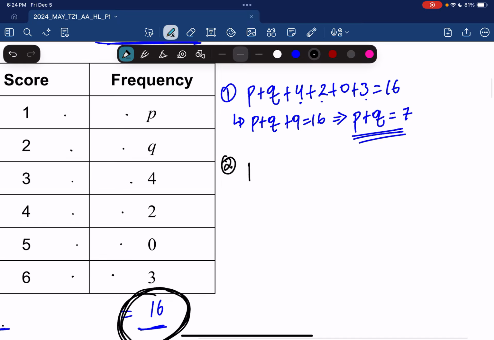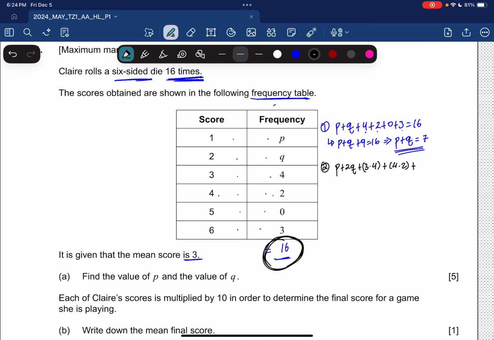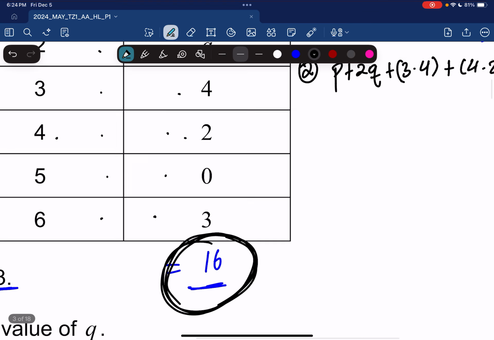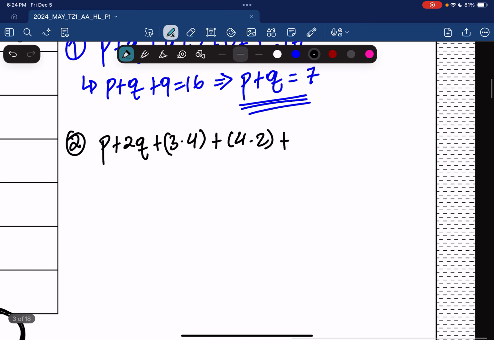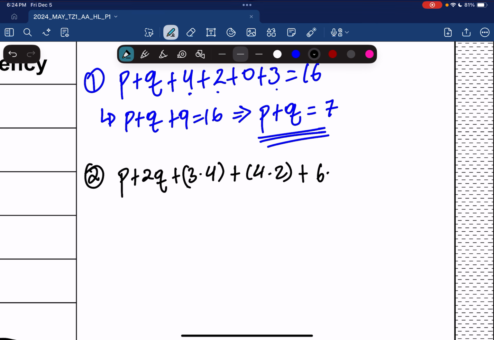So that will be P plus 2Q plus 3 times 4. I'm going to put them in parentheses. Plus 4 times 2, sorry. Plus 5 times 0, which is 0, so I'm just going to ignore that. And then I'm going to do 6 times 3, which gives me 18. But I'm just going to put it here. And this whole thing divided by 16 should give me the mean of 3.